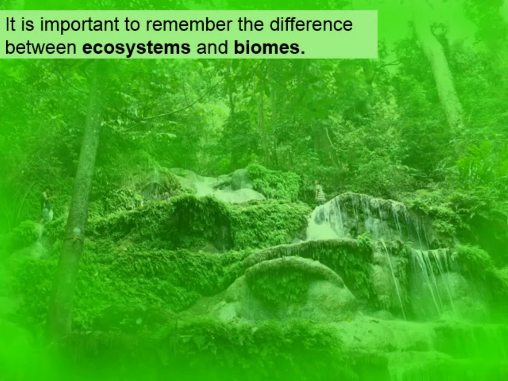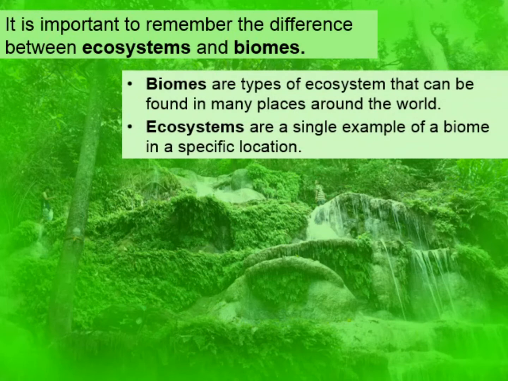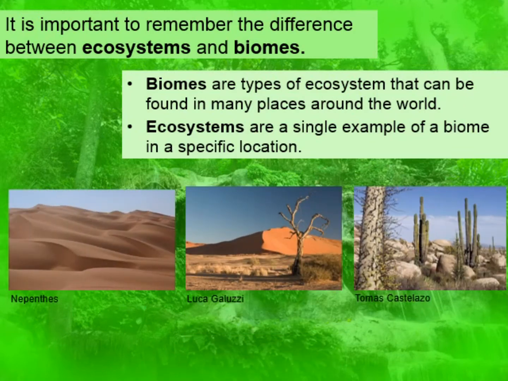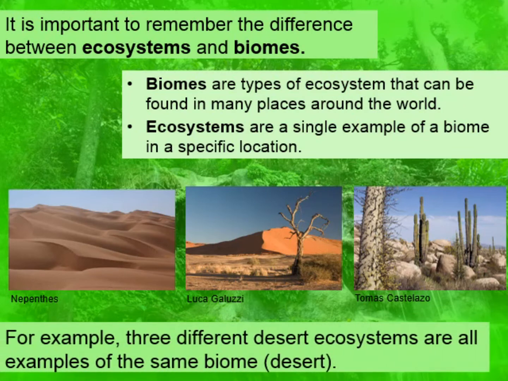So we need to define a difference between ecosystems and biomes. So biomes are types of ecosystem that you can find in many places, but an ecosystem is a single example of a biome in a single location. So if you look at these three pictures, then you will see that if I ask you what type of ecosystem they are, you will probably say desert. But none of them are the same as each other. Three different desert ecosystems can all be part of the desert biome.